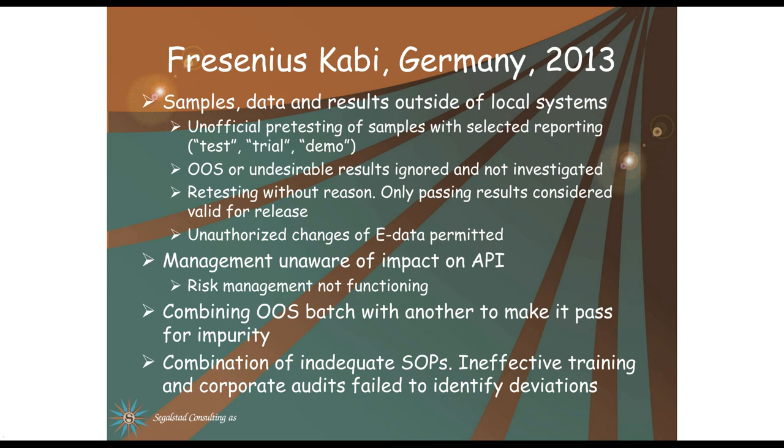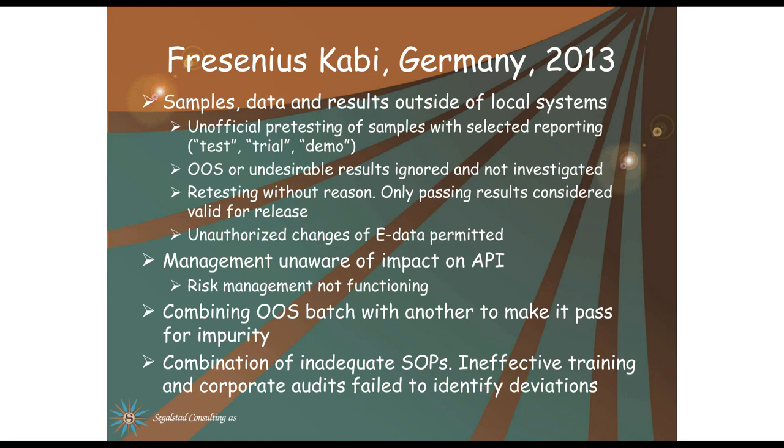I have some examples of juicy warning letters in case you don't really believe what I've said is necessary. One from Fresenius Kabi in Germany in 2013. These warning letters are from the FDA, by the way. Samples, data, and results outside of the local systems. They have unofficially pre-tested samples with selected reporting called test, trial, and demo. Out of specifications or undesirable results were ignored and not investigated. They retested without reason and only passing results considered valid for release. They had some unauthorized changes of electronic data permitted.